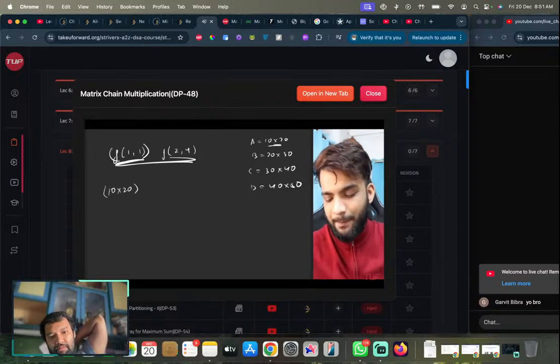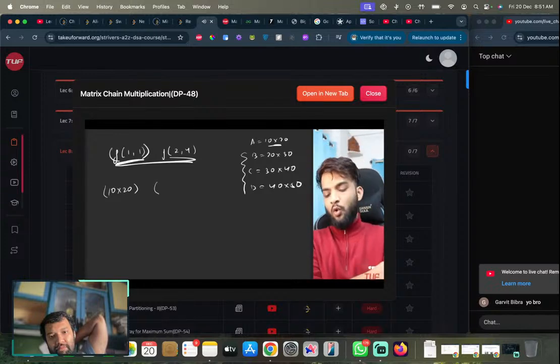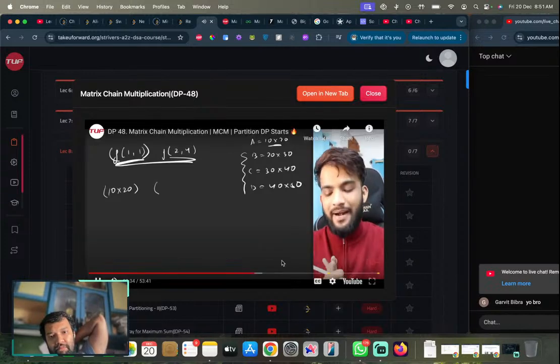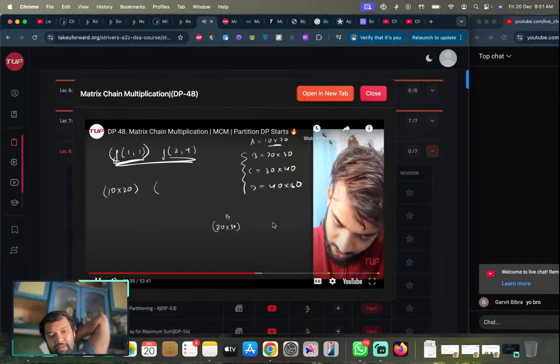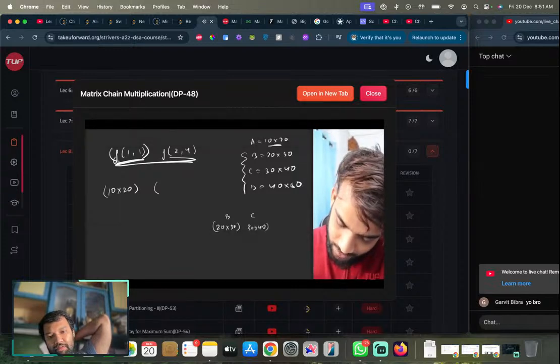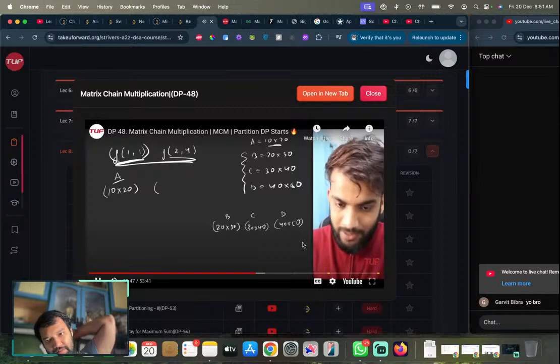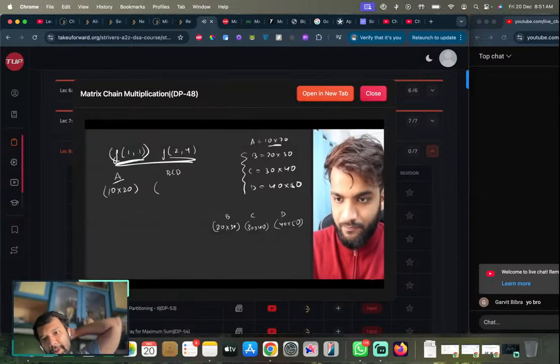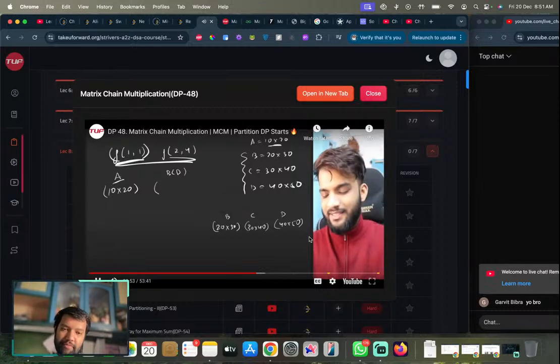And can I say, if you're multiplying BCD, at the end of the day, what will be the resultant matrix? So if you try cross multiplying, it will be this. Like B is this, C is this, D is 40 cross 50. So this is 20 cross 50. But if you multiply something as BCD, 20 cross 50, what is the resultant matrix?